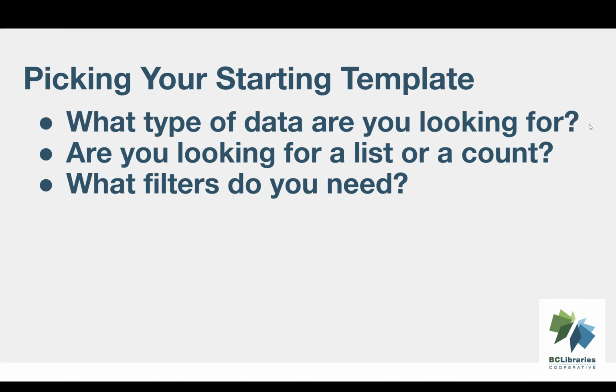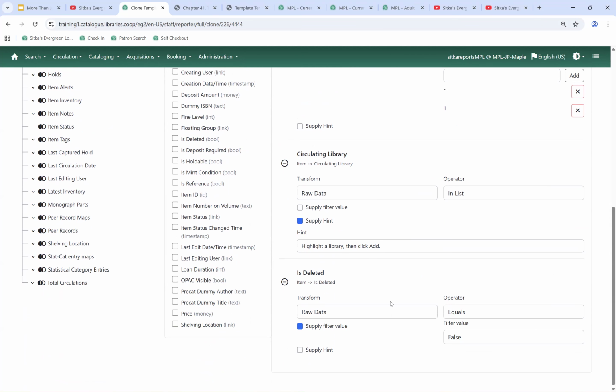And now we want to take a look at this template and decide if it is going to give us the information that we want. So we can look at what display fields it uses. It's going to show us the owning library, the circulating library, the shelving location, give us a title count, and give us an item count. And it's going to filter on whether the item is a precat. So if it's a precat, it won't be included. The circulating library, and it's going to exclude items that are deleted.